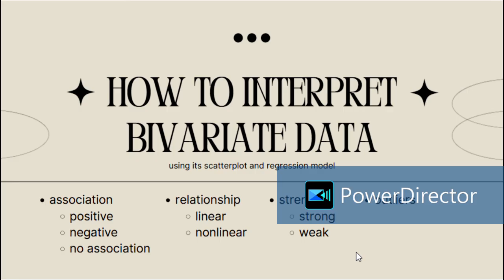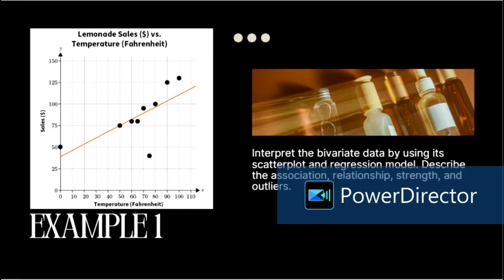Strength is either strong or weak. That has to do with how close to that line all of the dots are. Close to the line means it's strong. Way far out from the line means it's weak. And outliers are when you have a line, the dots are all close to the line, but there's like random 1 or 2 or 3 that's like way out. Those are outliers. Let's look at example 1.